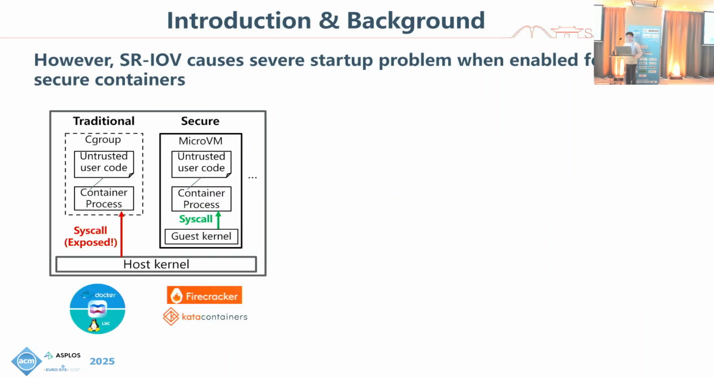However, when we enable SR-IOV for secure containers, it can cause a severe startup problem. Unlike traditional containers that use cgroup technology to isolate resources, secure containers like Firecracker and Kata Containers run their processes inside a micro virtual machine, and they use independent kernels to provide stronger isolation.